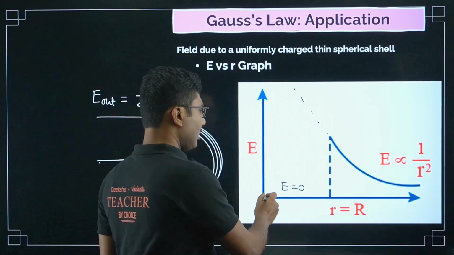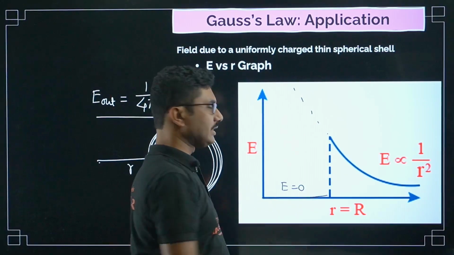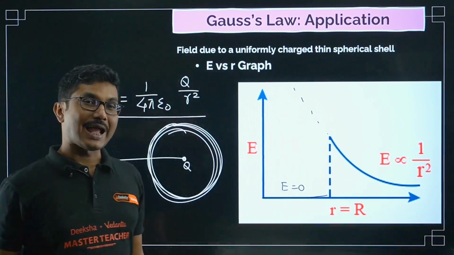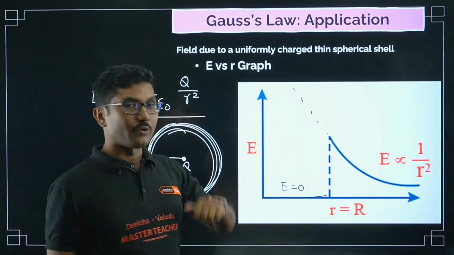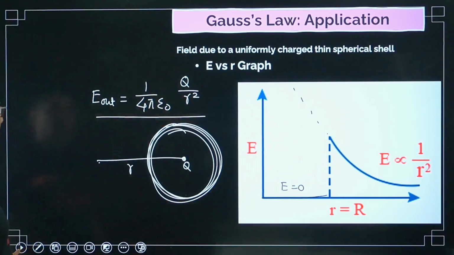But for a shell there is a discontinuity here, so electric field is 0 inside, but as soon as you go out, the electric field starts behaving as if it was a point charge located at the center. So very, very important graph, you have to remember it as well.